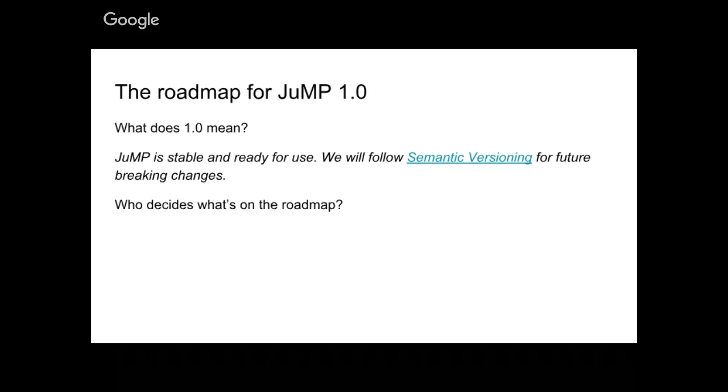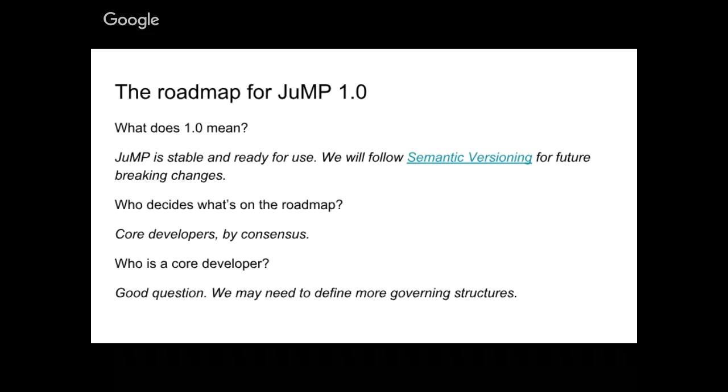Okay, so who decides what's on the roadmap? I would say the core developers by consensus. Who is a core developer? That's a trickier question. If you're into open source governance, politics, and theory, come talk to me because we might need a bit more structure. But for the moment, it's a pretty informal structure, and it's basically driven by consensus of the core team.